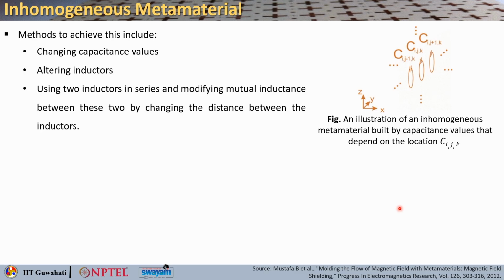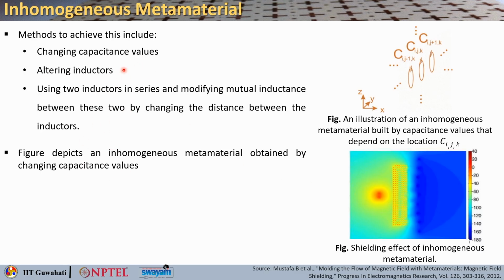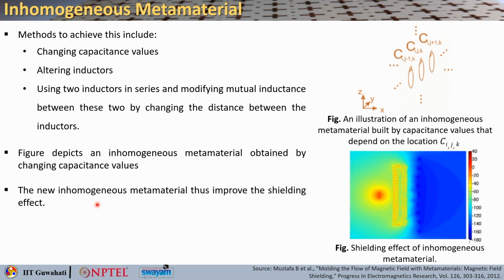But when you introduce this kind of inhomogeneity by altering the capacitance or the inductance or the mutual inductance effect for different layers, you can see that you are actually able to get almost minus 180 dB field, which means it is almost negligible here. So, you are getting very good shielding in this particular case, and that is obtained by changing the capacitance values, right. So, what we learned from here is that inhomogeneous metamaterial can give better shielding as compared to the homogeneous metamaterial and the regular material of high or low permeability, right.